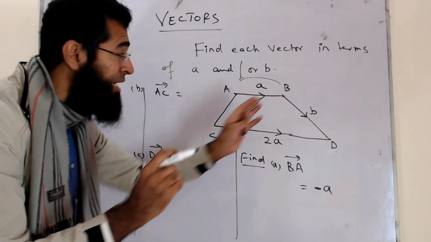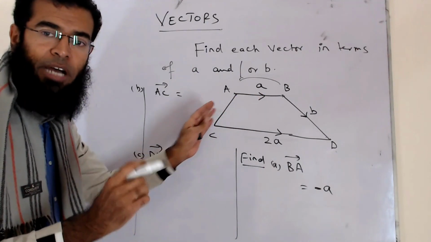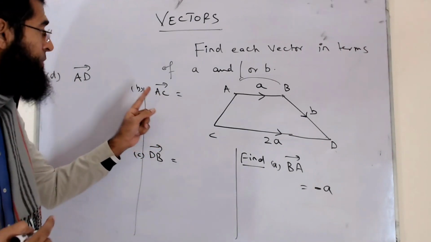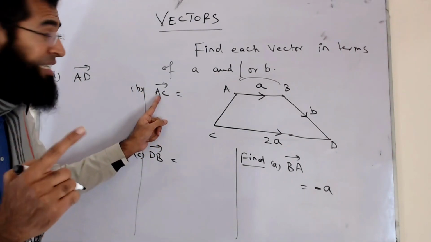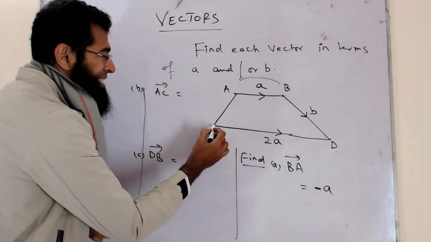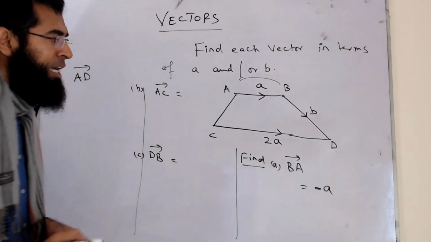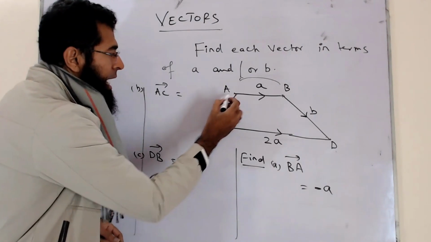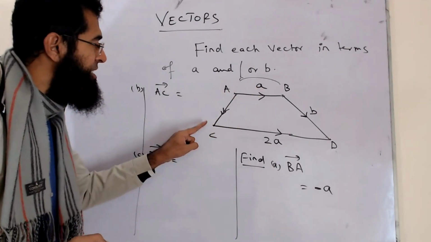Magnitude will be A, the direction will be negative. I hope this is pretty simple. Okay. Let's look into the second part. The vector AC, right? So we have to find AC. It's pretty simple. You're standing at A and you have to reach till C.